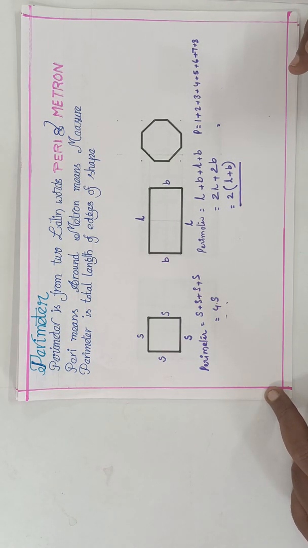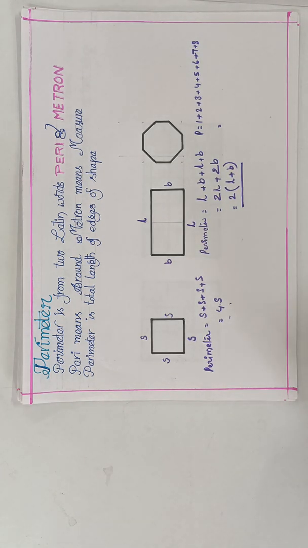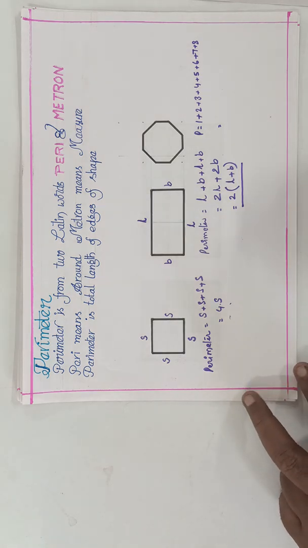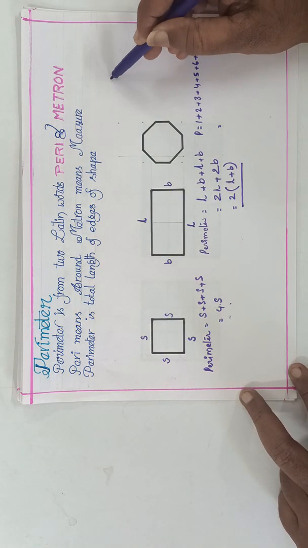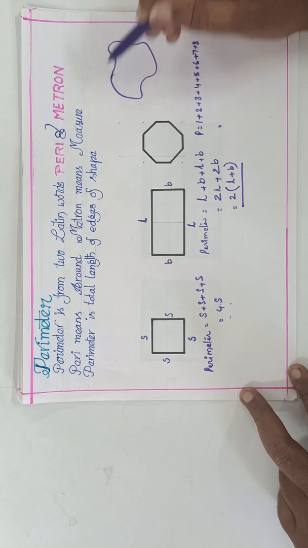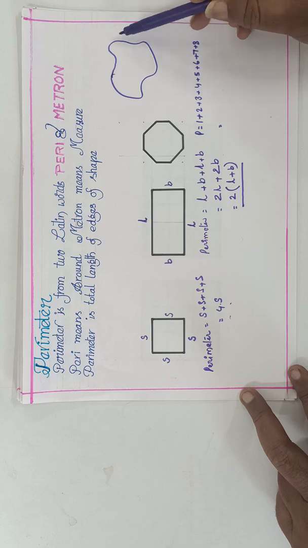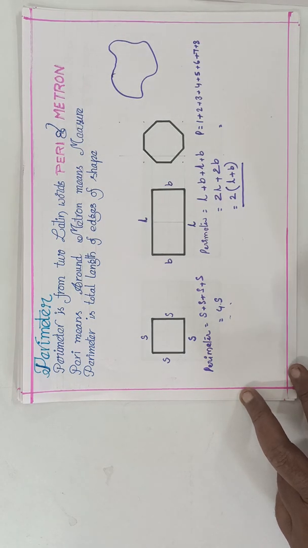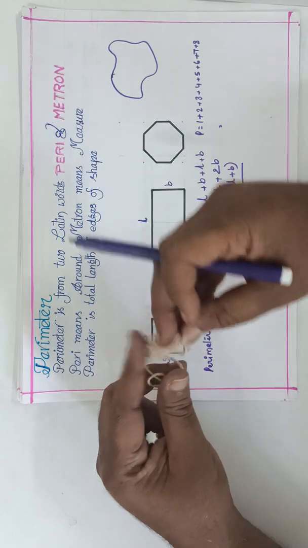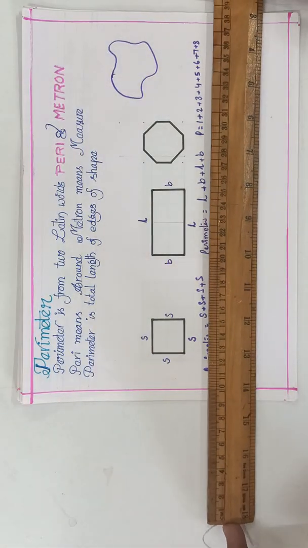Excuse me, sir. You are telling about particular shapes. If we want to measure the perimeter of an irregular shape, how? Very good question, Mr. Hari. It's very nice. Let us say there is an irregular shape like this. If we want to measure the perimeter of the shape, we need a thread and a scale.